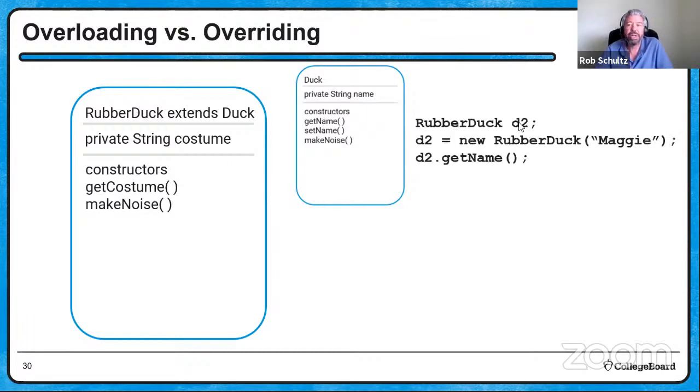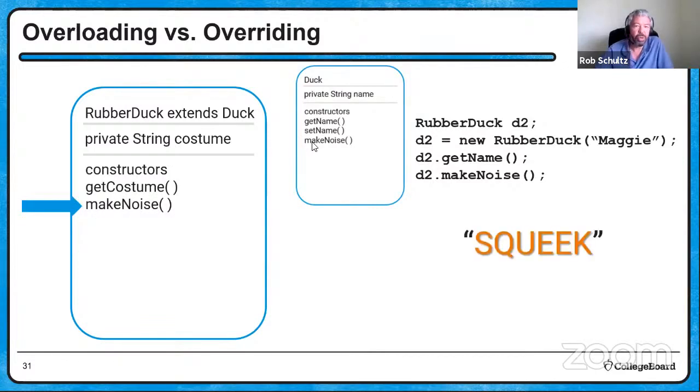So if I say RubberDuck d2, d2 equals new RubberDuck Maggie, and we say d2.getName, well, it's going to look down here, and it's not going to find a getName method. So it's going to work its way up the tree, and it's going to pull the getName method from the Duck class. And the name is Maggie. If I tell d2 to make noise, again, it's going to start at the lowest level of the tree, and it's going to look for the makeNoise method here, which overrides the method from above. And it's going to say squeak instead of quack, because rubber ducks squeak.